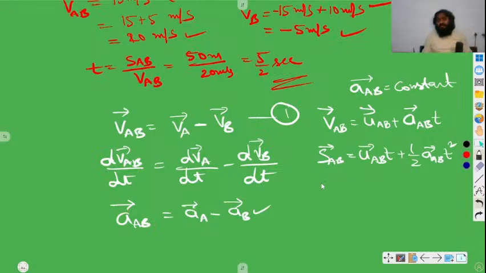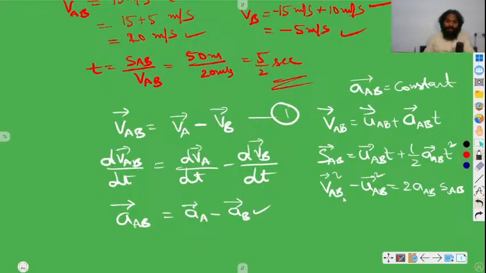V square minus U square is equal to 2AS; likewise VAB square minus UAB square is equals to 2AAB SAB. Here S is nothing but the relative displacement between the two particles, right? So by using these equations you can solve any problem. Particularly you can substitute these equations for freely falling bodies. For example, when a body is falling from a certain height, and at the same time another body is projected upwards, in these kinds of situations you have to use these equations, right? Then you can easily solve such problems.